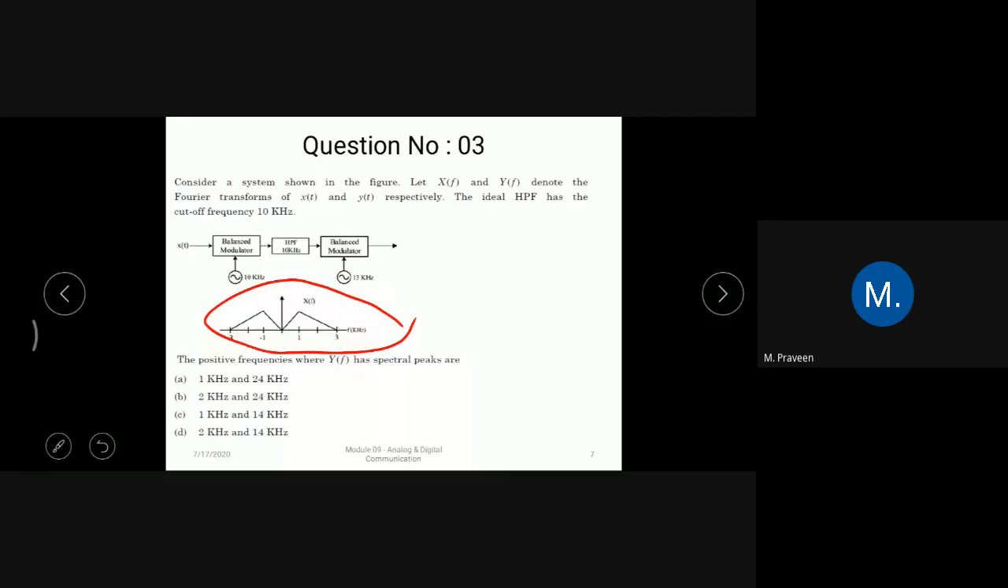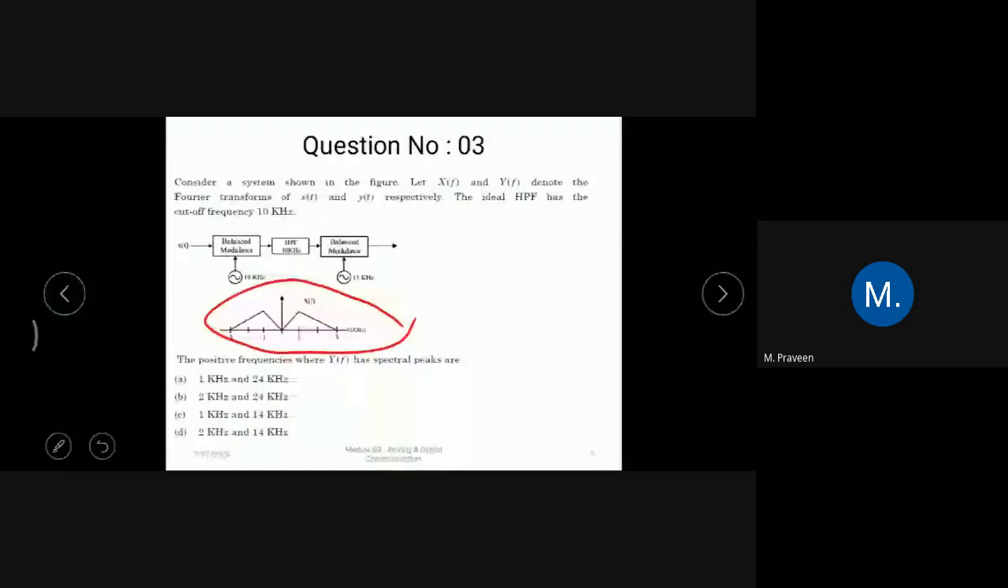The output of the balanced modulator is passed to the high pass filter, which has a cutoff frequency of 10 kilohertz. Once again, the output of the high pass filter is passed to another balanced modulator, which has another local oscillator with a frequency of 30 kilohertz. Now they are asking for the passed frequencies where Y of f spectral peaks are. Okay. Now we will go step by step. It's a very simple one.